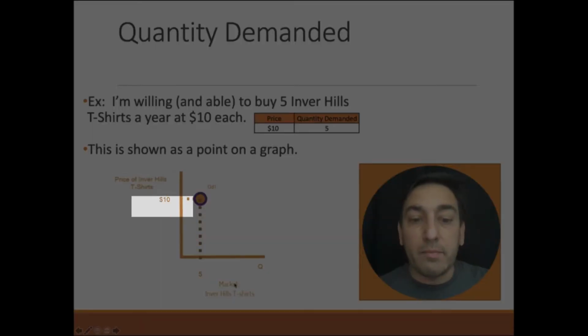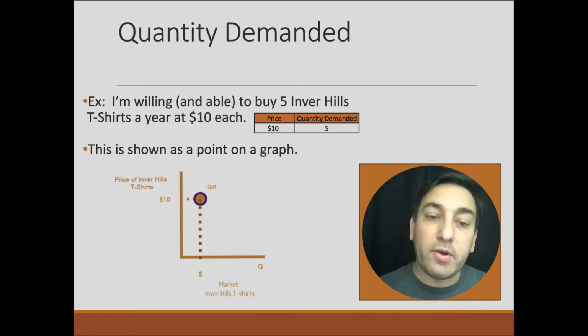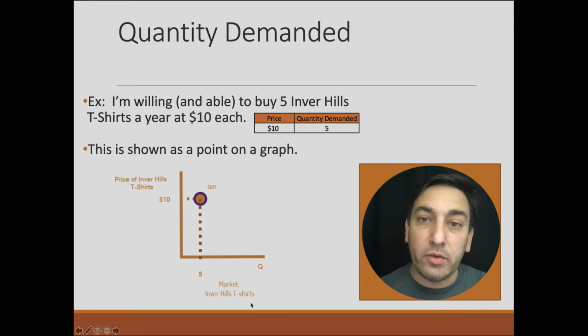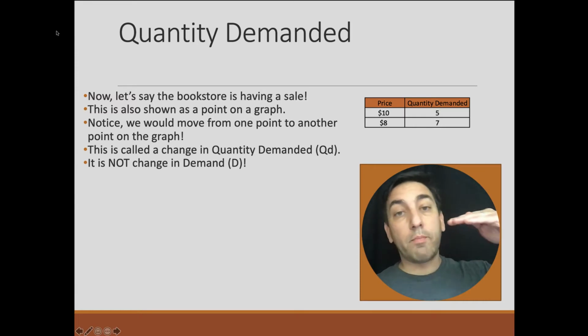These two items need to align. This, again, is represented by a point. It tells you how many of that particular item, the market item, Inver Hills t-shirts, you are willing to buy at that specific point.